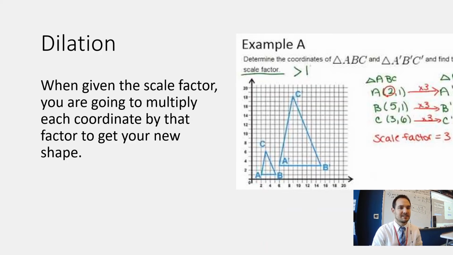And finally, dilation. We take our scale factor, and we just multiply every coordinate point by that scale factor. For example, on here, you have ABC, and if we're scaling it by 3, we multiply 2 by 3 to get 6, 1 to 3, 5 to 15, 1 to 3, and so on. So the dilation is going to multiply everything by that scale factor.